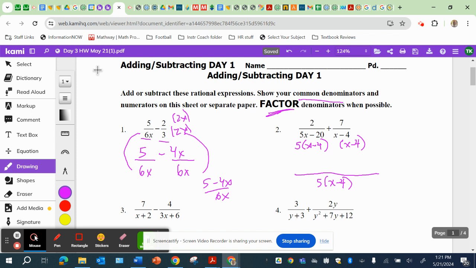Now I can do my equivalency. To get from 5x minus 4 times x minus 4 to 5x minus 4, I just multiply by 1. So I'm multiplying the numerator by 1 and the denominator by 1, so that just stays 2. To get to here from x minus 4, I had to multiply by 5. So if I multiply the denominator by 5, I got to multiply the numerator by 5. 5 times 7 is 35. So it would be 37 over 5 times x minus 4. And that's not going to ever reduce like that.